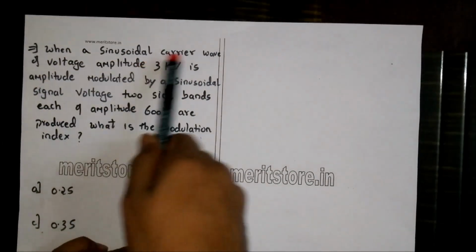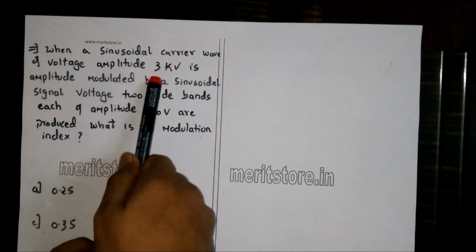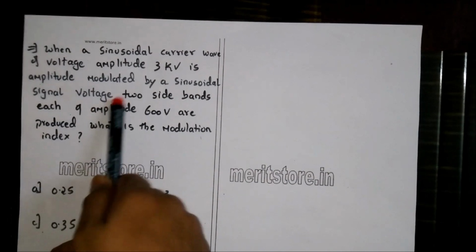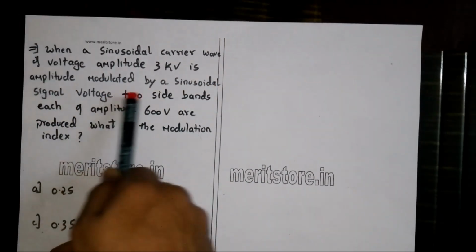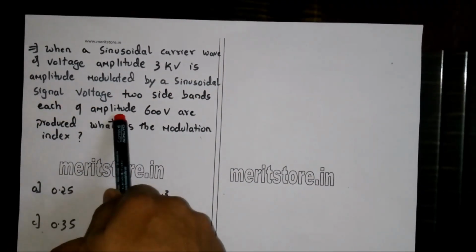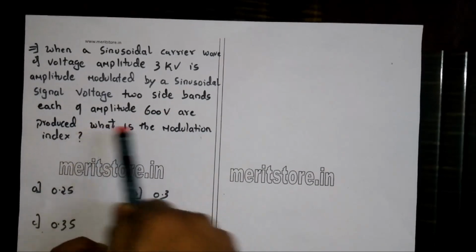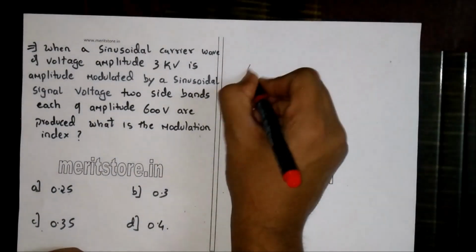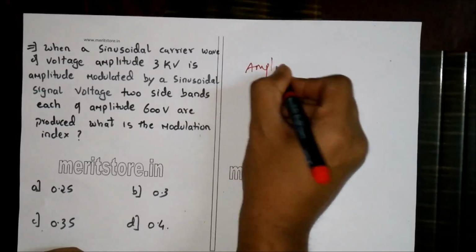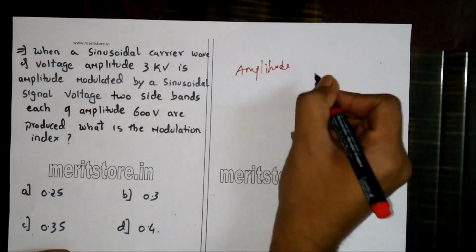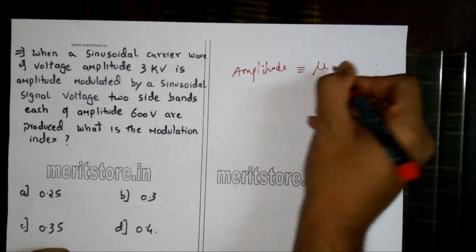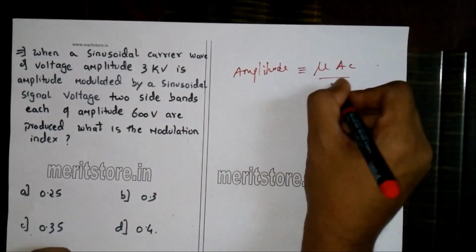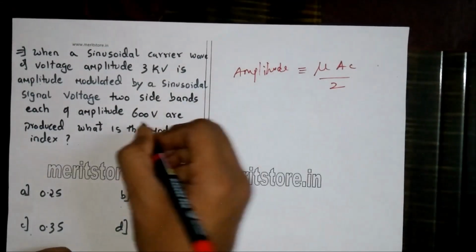When a sinusoidal carrier wave of voltage amplitude 3 kilovolts is amplitude modulated by a sinusoidal signal voltage, two sidebands each of amplitude 600 volts are produced. What is the modulation index? Here are the options. Now, the amplitude of each sideband is given by the formula mu into AC upon 2.